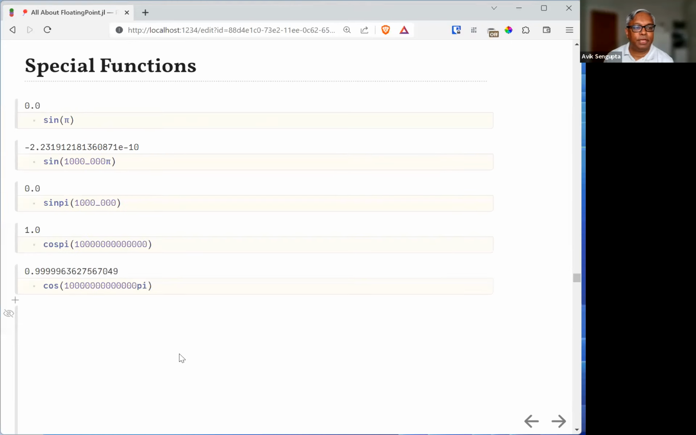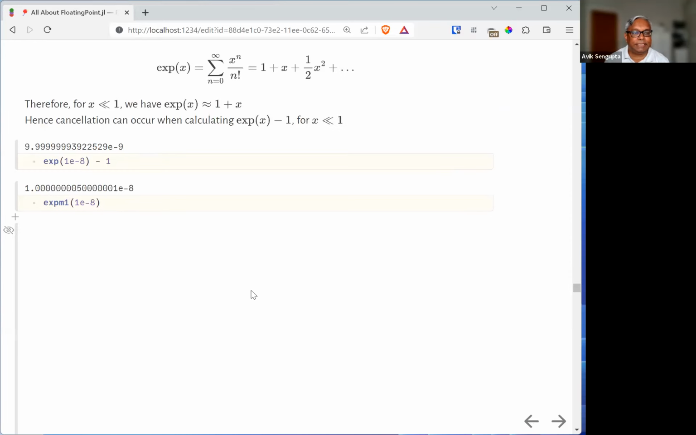Okay. One way to also solve these problems is to use special functions. So if you have sine pi, you get 0. If you get sine of 1,000,000 pi, you still want a 0, but there is rounding error and you get this number. But there's a function called sinpi, and you pass 1,000,000 to it, and you get a 0. So Julia has all these special functions which are useful to get these values which are traditionally difficult to compute.